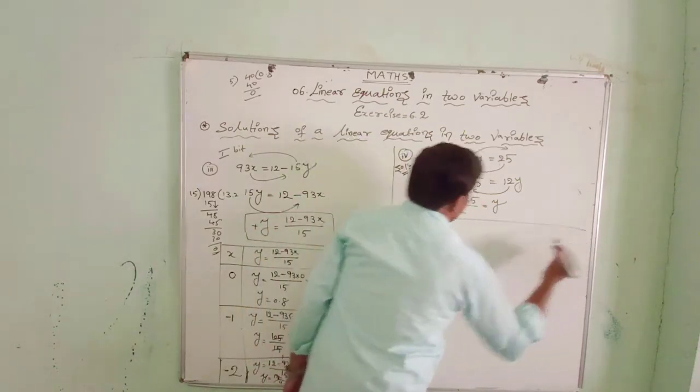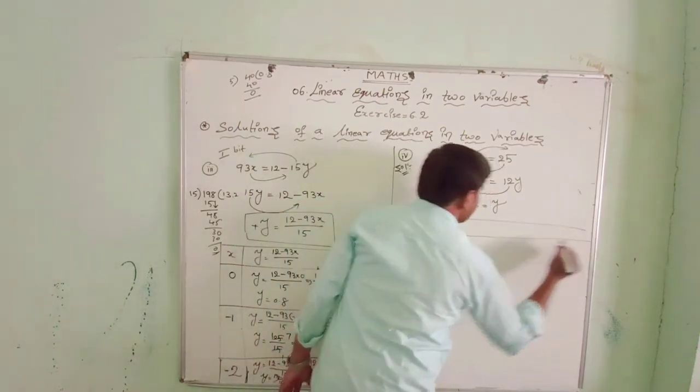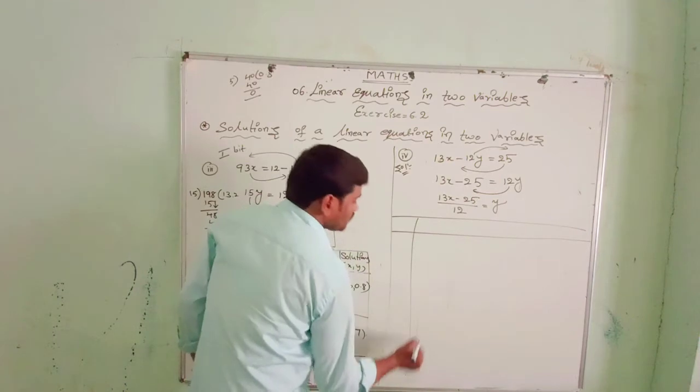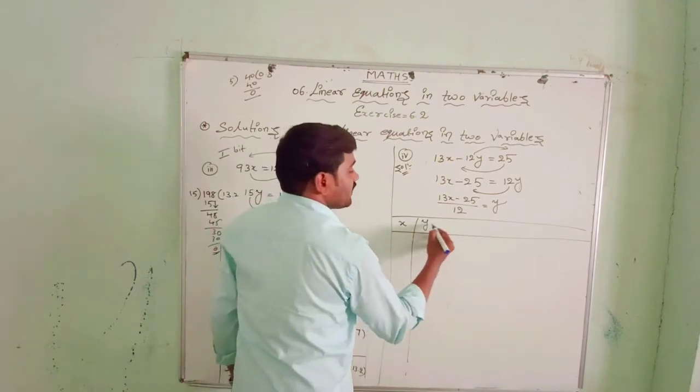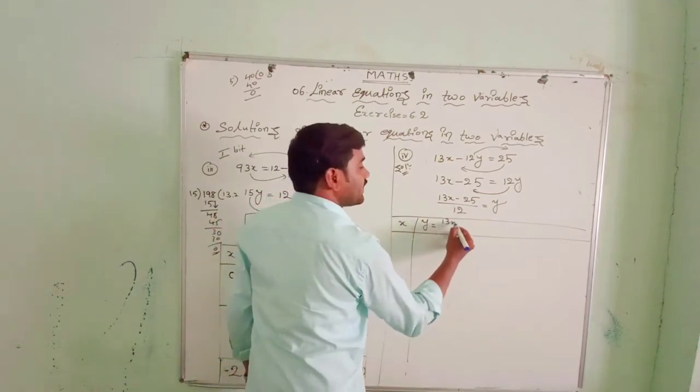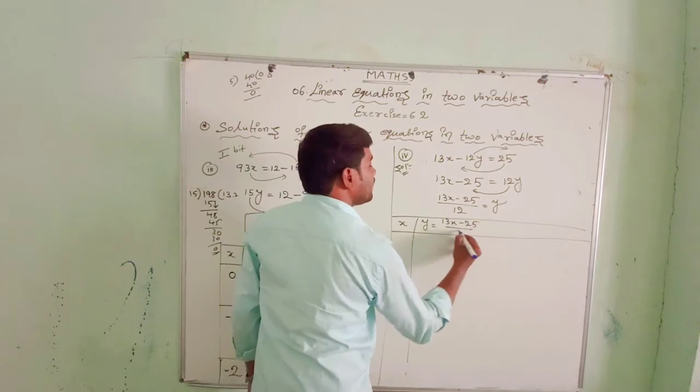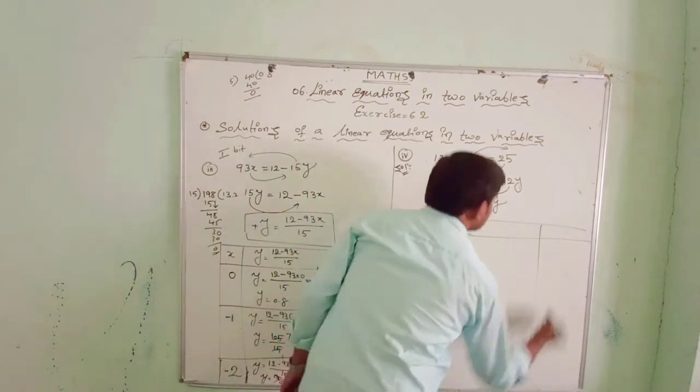So now we have to go for solutions. How can we go for the solutions? You know now. Here the x value, and here y equal to 13x minus 25 by 12. Here we write the solutions.